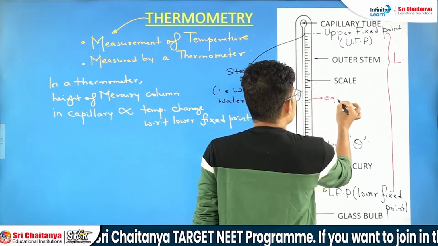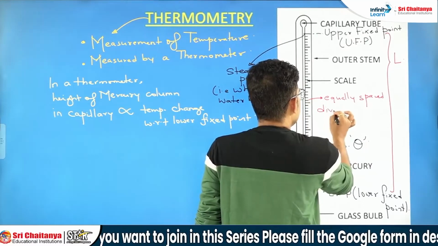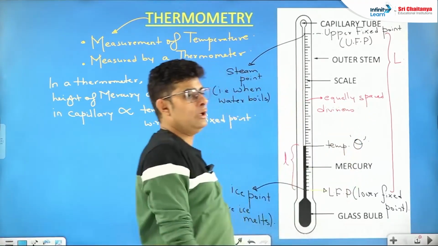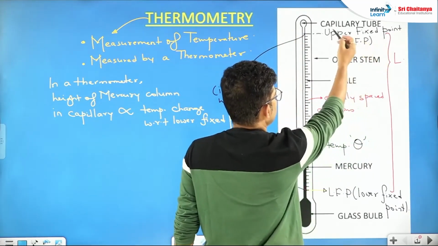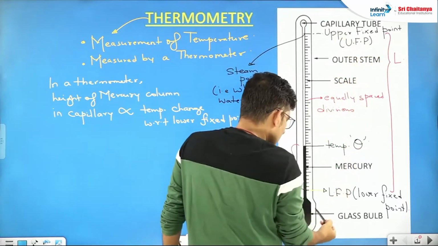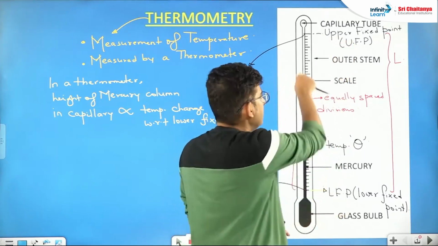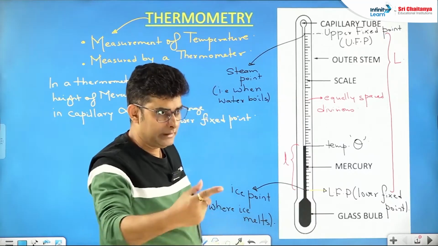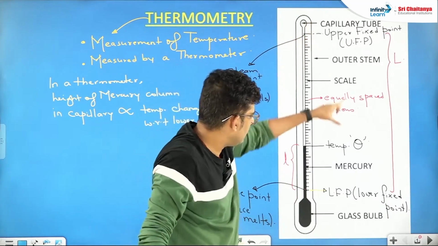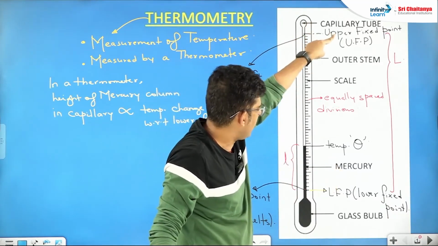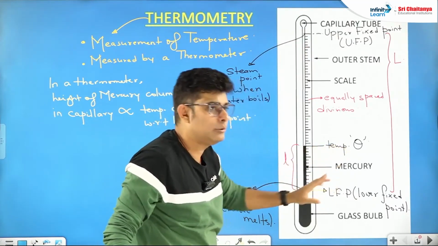So we have equally spaced divisions. How many divisions are there in total? You can see the total number of divisions is actually equal to UFP minus LFP. Whatever is the temperature difference between the upper fixed point and lower fixed point, that many equal divisions we take. I will tell you with an example in the next slide, but understand this total length capital L corresponds to a temperature difference of upper fixed point minus lower fixed point, whereas small l corresponds to a temperature difference of theta minus lower fixed point.